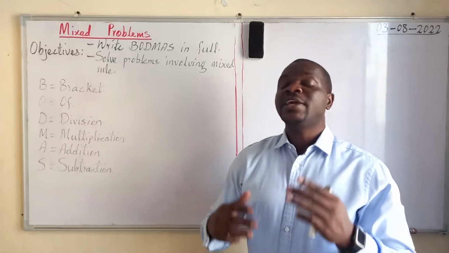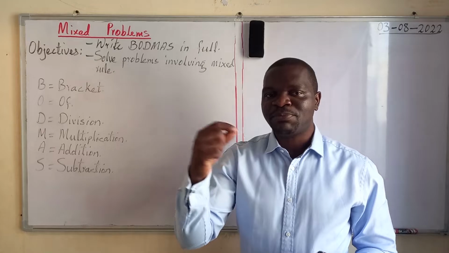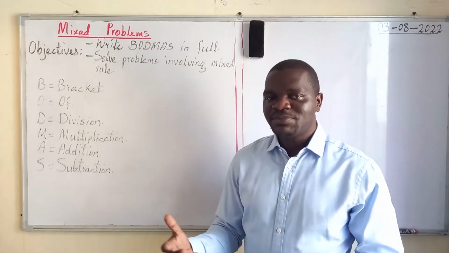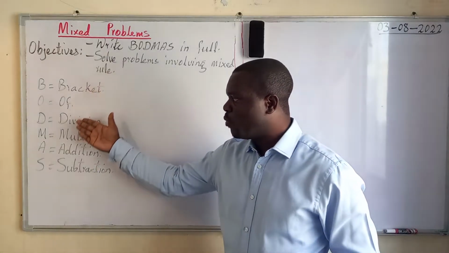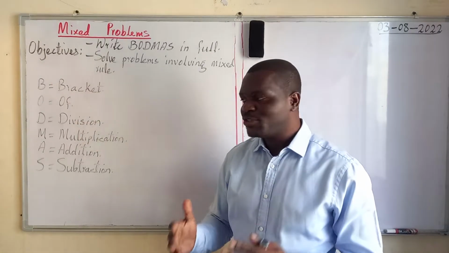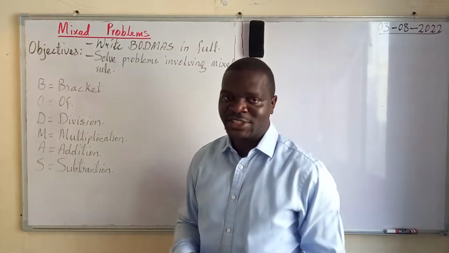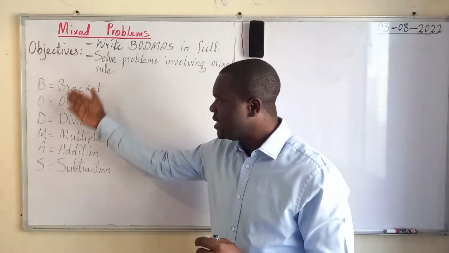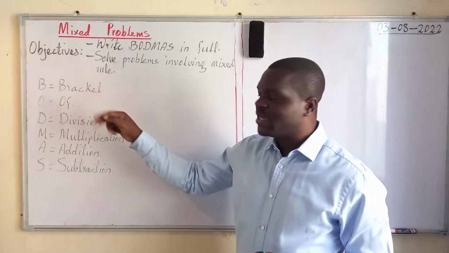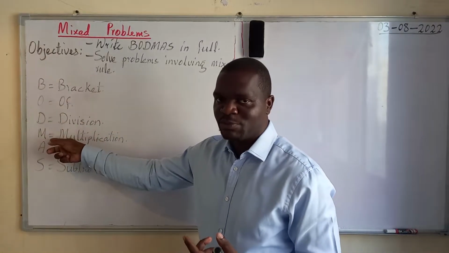Take note, it doesn't necessarily mean that all these must be present in a problem for you to solve. But sometimes you find one, two, three, or four of these rules, and so you have to follow this order. You may find bracket, and after bracket you find subtraction. Just solve what you find in the problem following this order. Of also means multiplication, but if you find multiplication without seeing of, you solve it as multiplication.